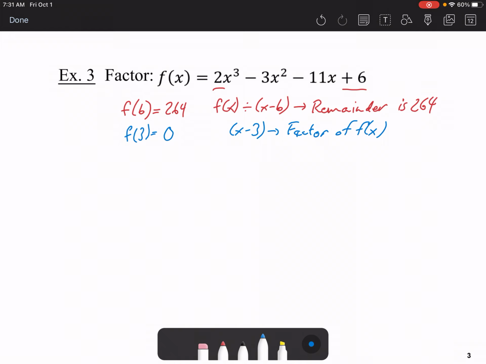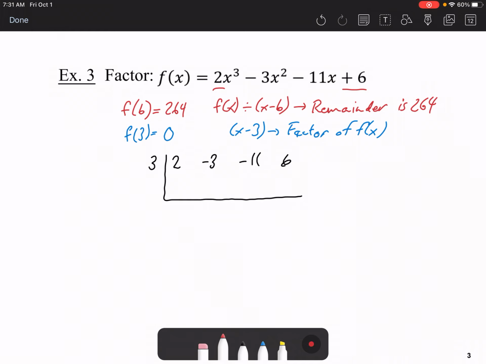Okay, so now that we have that, we're going to set up synthetic division. Synthetic division, again, only works for linear expressions. So how you set it up, you put the 3 on the outside, which is the 0 of your factor that you found. You're just going to take the coefficients of 2x cubed minus 3x squared minus 11x plus 6. And you write it down like this.